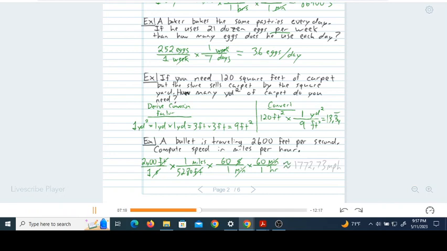So let's go ahead and do that real quick. Alright, and we get, let's see here, approximately 1,772.73 miles per hour. Miles per hour. So, moving pretty quick.